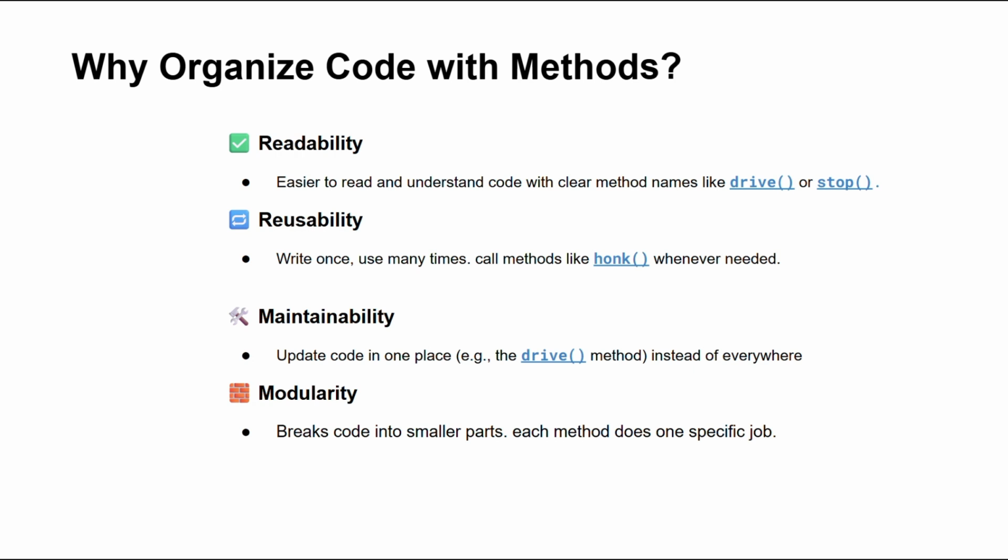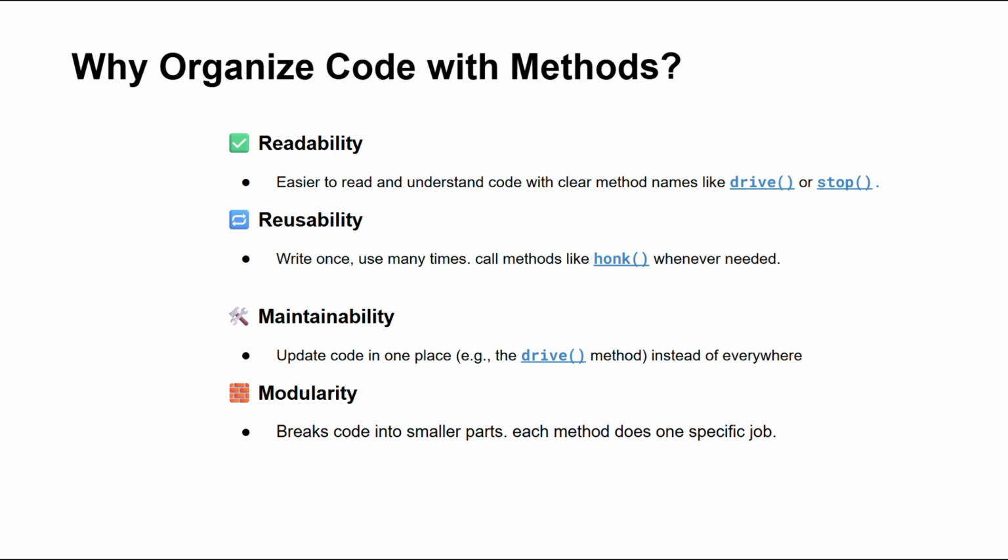Why organize code with methods? You might wonder, why not just write all the code in one place? Using methods brings many benefits. Readability. Your code becomes easier to read and understand. Instead of one huge block, you see clear named actions like drive or stop. Reusability. Write a method once and you can call it whenever you need. For example, our honk method can be used anytime the car needs to honk.